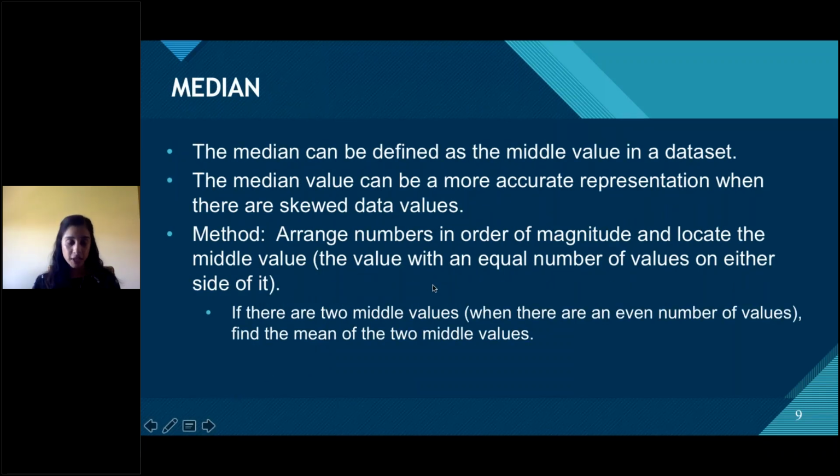Next, moving on to the median. So the median can be defined as the middle value in a data set. The median value can be a more accurate representation when there are skewed or outlier data values. So it can be a more reliable representation of a typical value. And then I've given the method.